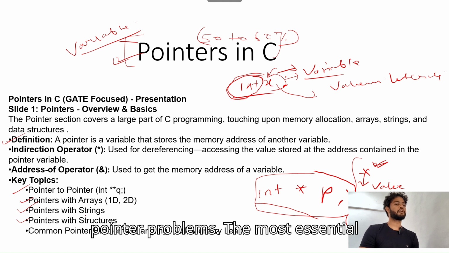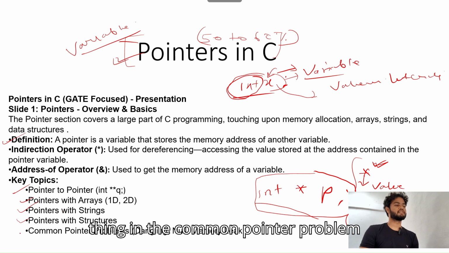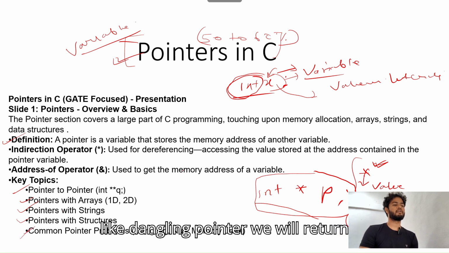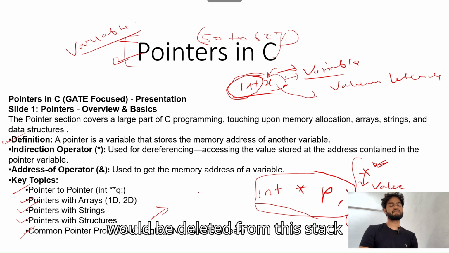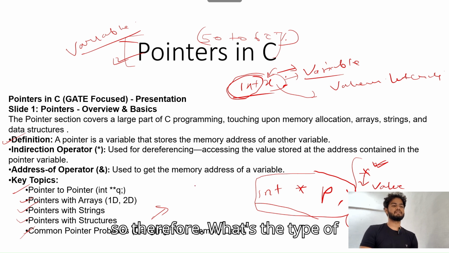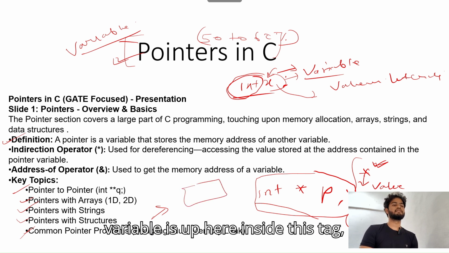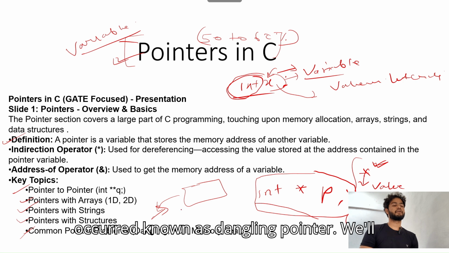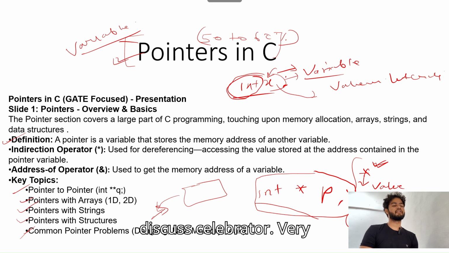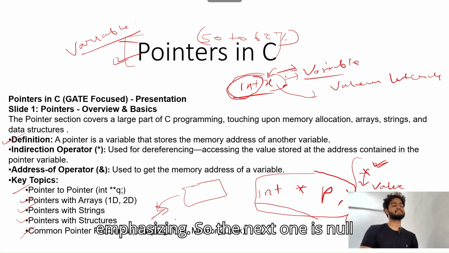And the common pointer problems, the most essential thing, like the dangling pointer. If we return the local address of a variable, it would be deleted from the stack. So no such variable appears inside the stack, therefore this problem occurs, known as a dangling pointer. I will elaborate on it with emphasis.